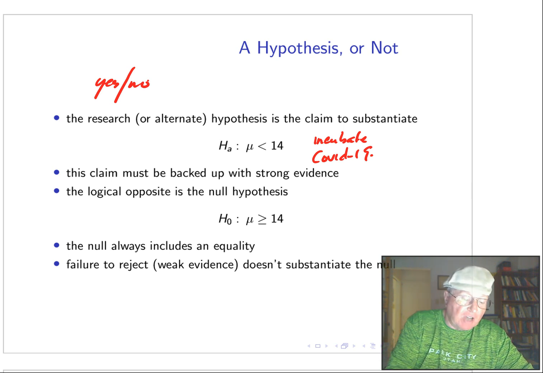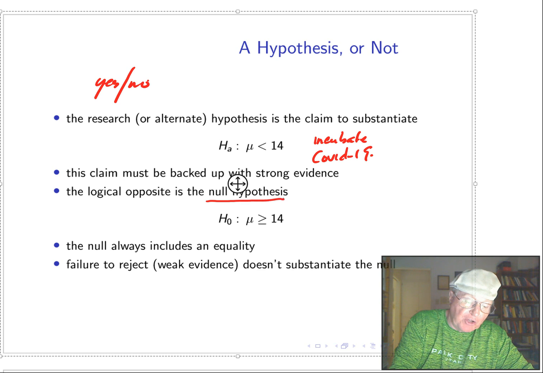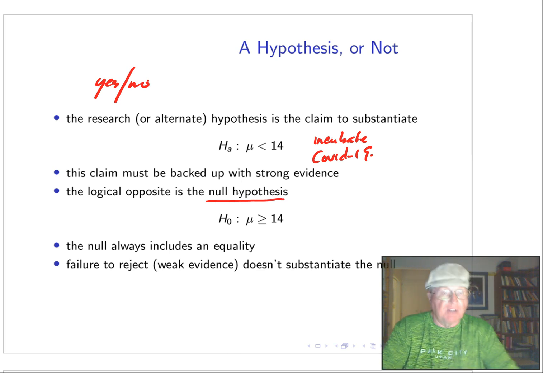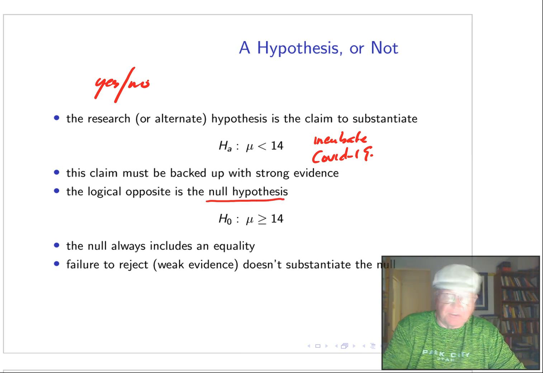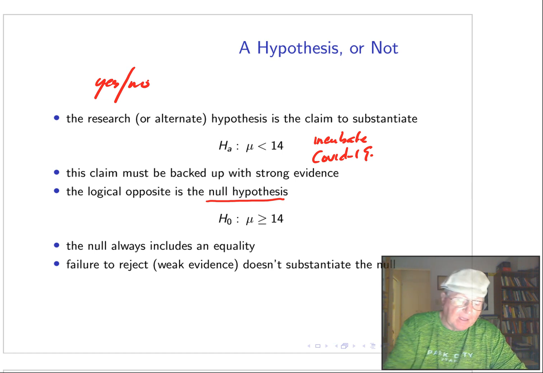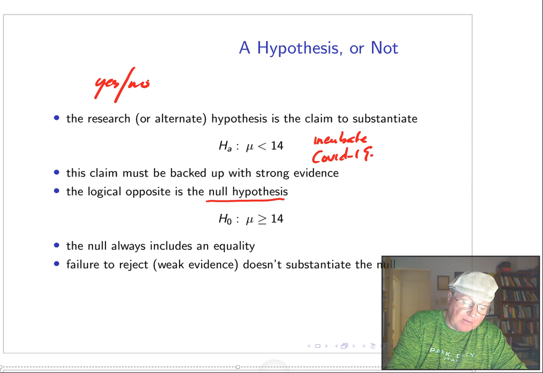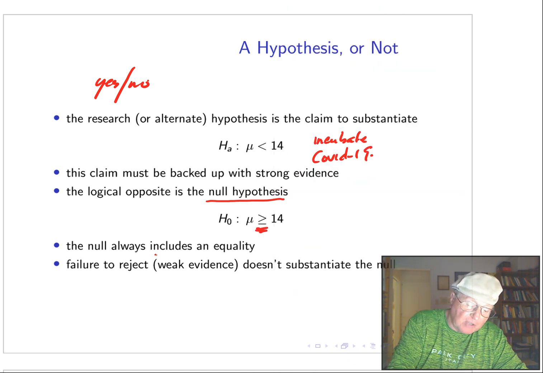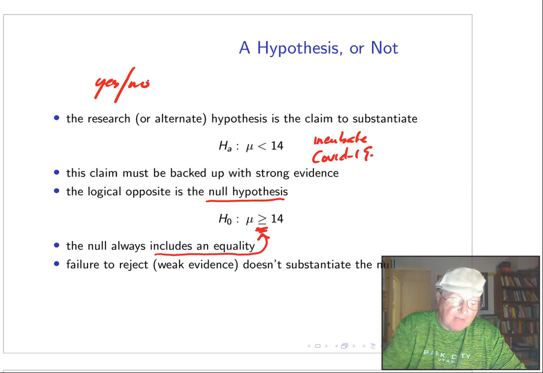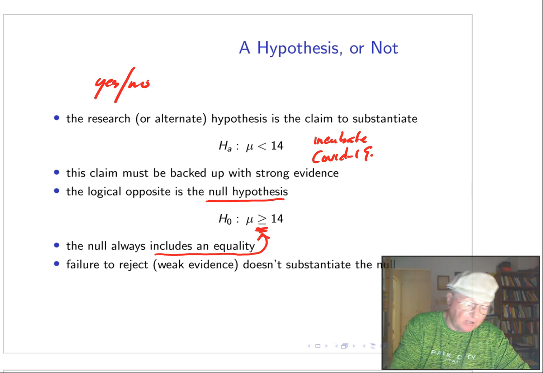The logical opposite of this is what's called the null hypothesis. And the null hypothesis just says, no, whatever your claim is, it's not true, it's the other way. Notice that the null hypothesis always includes an equality of some kind. Failure to reject the null hypothesis does not substantiate the null.